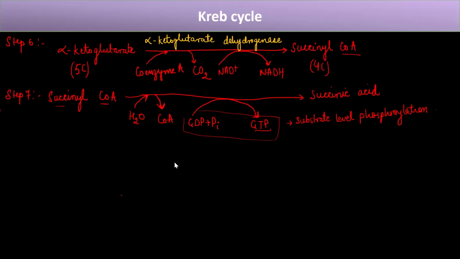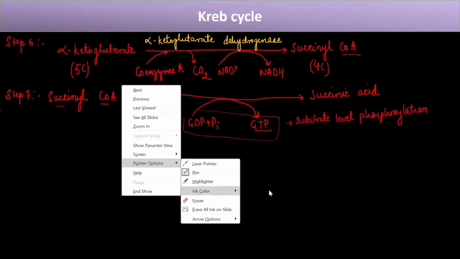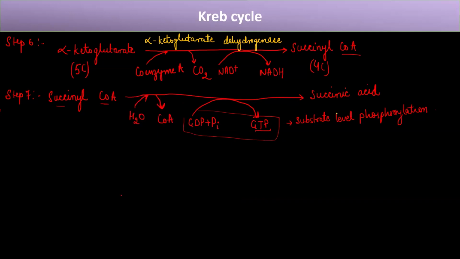Now, what we have seen is that in step 7, succinyl CoA gets converted into succinic acid, and the enzyme that catalyzes this reaction is known as... Whenever there is involvement of a phosphate group, we should remember two things. If there is involvement of phosphate, then the enzyme that catalyzes it is known as a kinase.